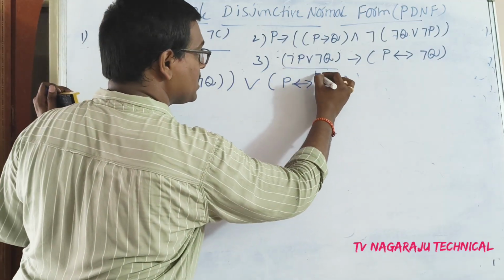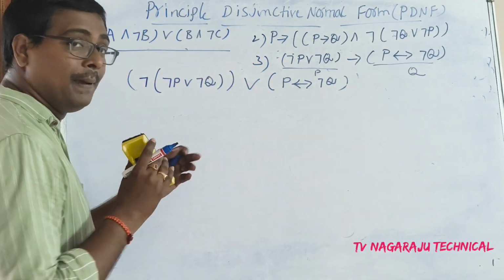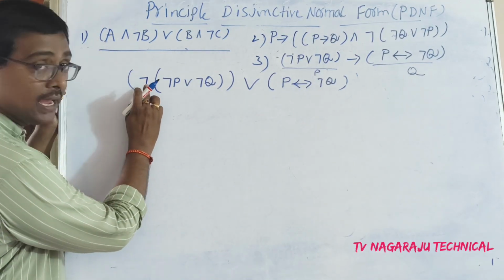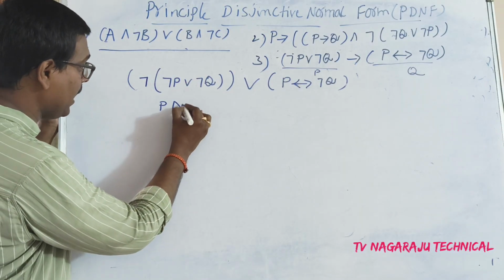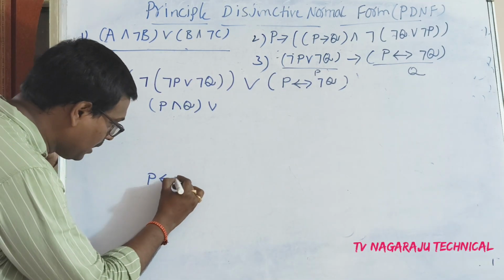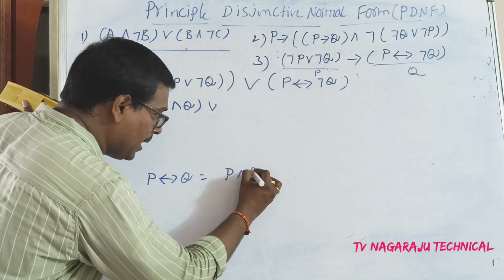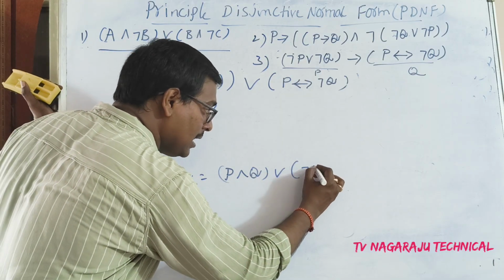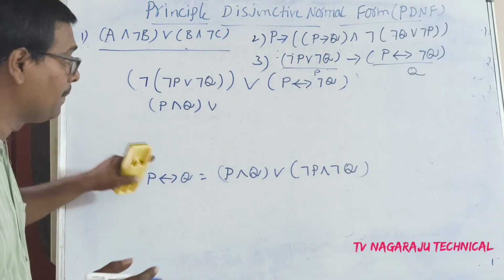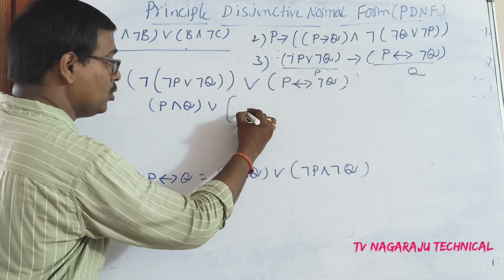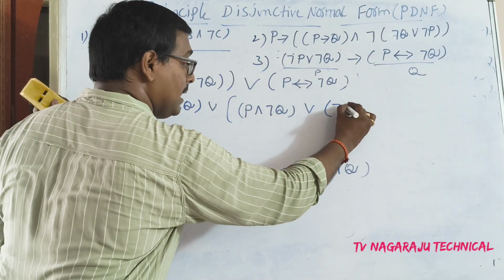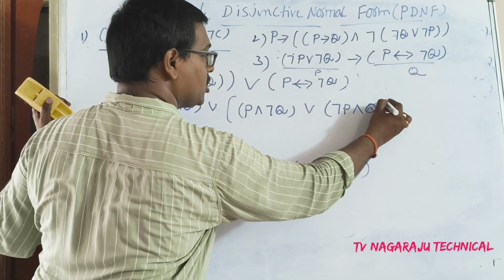So this entire term is P. This entire term is Q. P implies Q means negation P or Q. Now again in this, the negation is moved inside: P and Q, or P double implies Q. What is the formula for P double implies Q? P and Q or negation P and negation Q. This is the equivalent formula for P double implies Q. Now P implies Q: P and negation Q, or negation P and negation of negation Q.